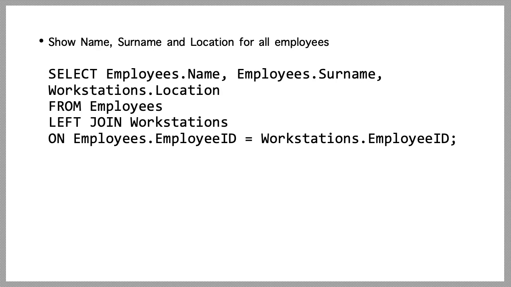So then we say from employees, and this is our left table, and then we say left join workstations on employees.employee_id equals workstations.employee_id, and a semicolon to finish off the statement.